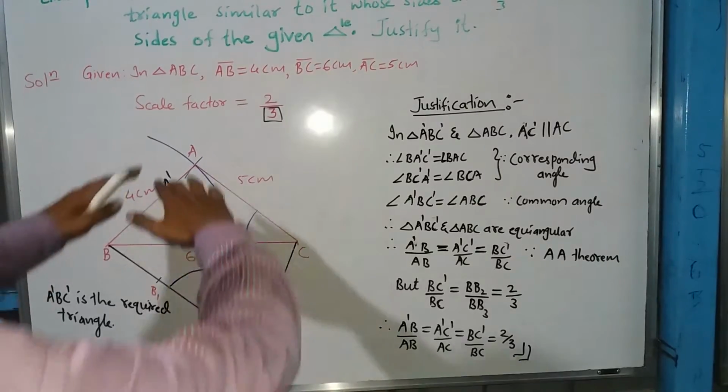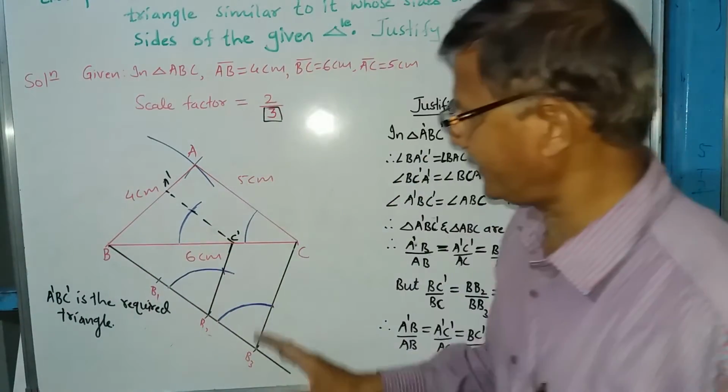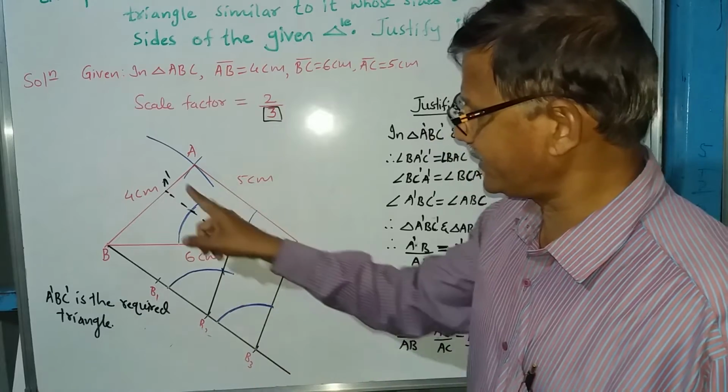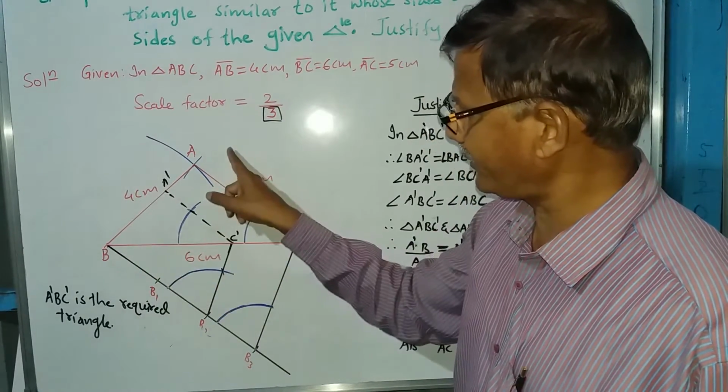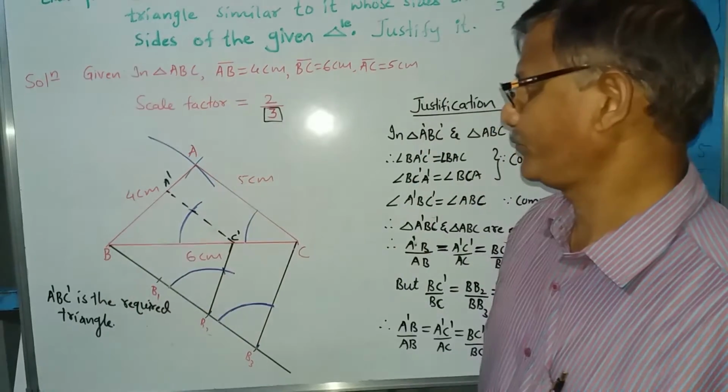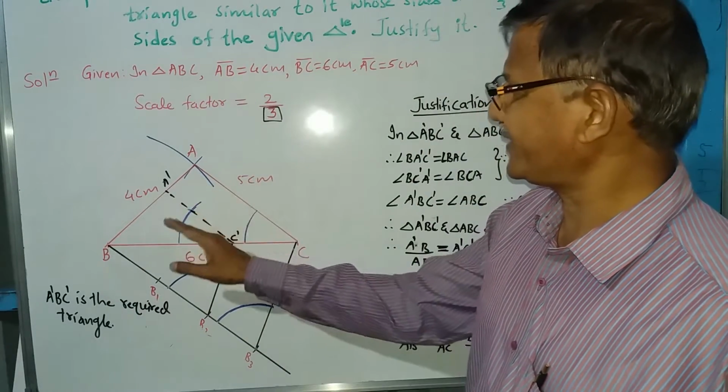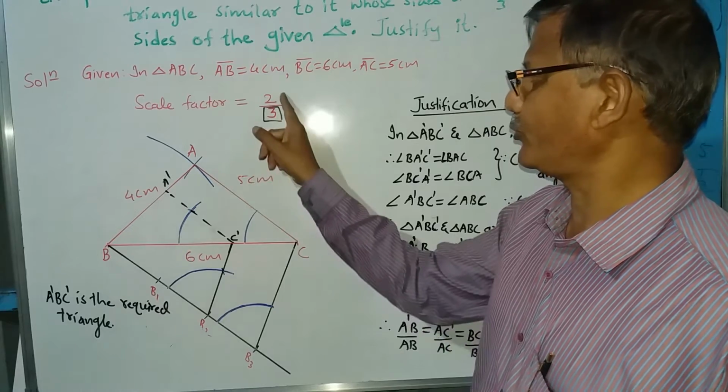Yes. So this is our construction part. Already we have constructed the similar triangle. Which is that similar triangle? A' B C' is the triangle which is similar to our given triangle, which is ABC. And the ratio of their corresponding sides is how much? 2:3 or 2/3.